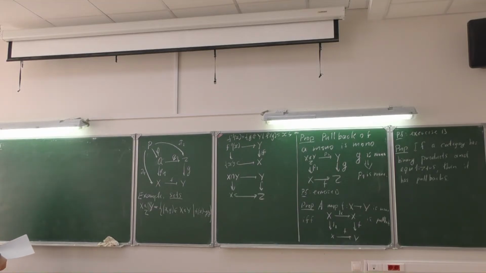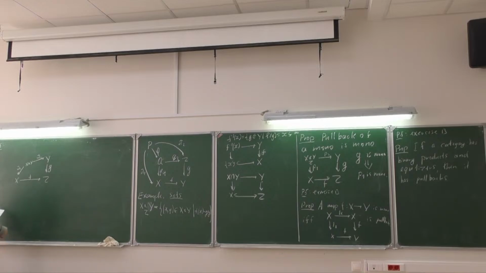So I want to show that there are pullbacks. Let me start with a diagram for the pullback. So I have X, F, Z, Y, and the map G. Well, I know that I have products, so I can form a product of X and Y. So let's take a product of X and Y, and call the projections pi1 and pi2.